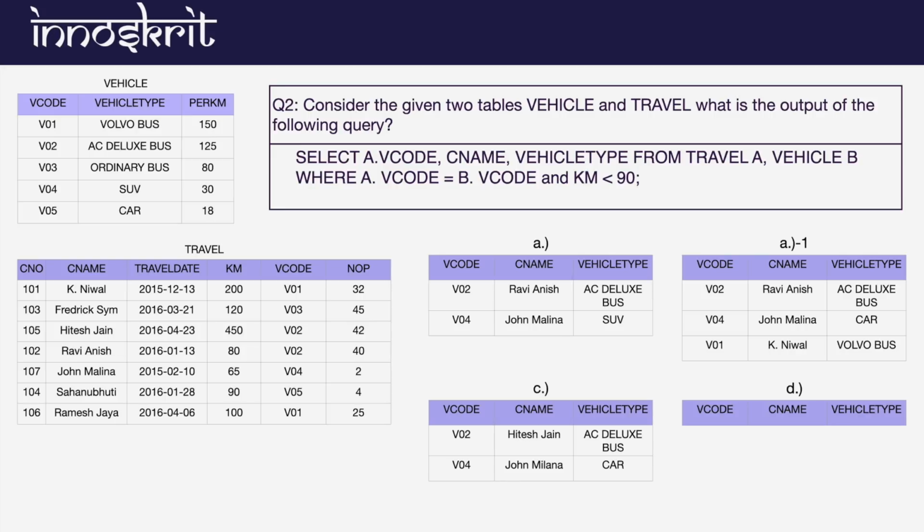So what we have to look at next is the where clause. That means now the query will become: we don't have to consider all the 35 rows, but wherever we have the V code of the vehicle class, we will compare it with the V code of the travel class. Sorry, this is not the vehicle, this is the V code. So we will be comparing these two V codes, and only wherever these two V codes are equal will we consider that data, right?